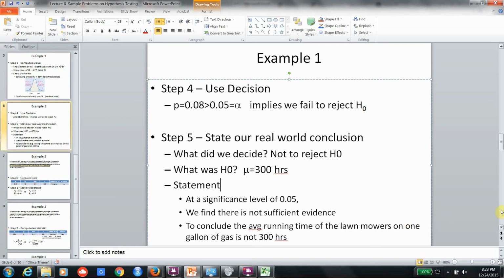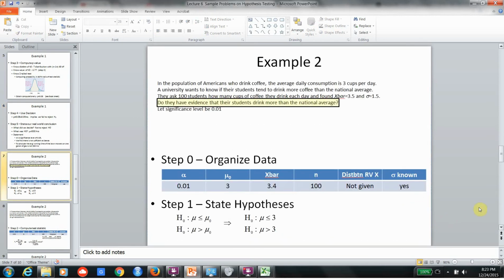Okay, let's look at the second problem. So here we have a group of college kids. We know that in the general population of Americans who drink coffee, they generally drink 3 cups a day, and a university wants to know if the students tend to drink more than the national average. So this is going to be the alternative. This is what we're trying to prove. This is the status quo, and this is the research hypothesis, the alternative.